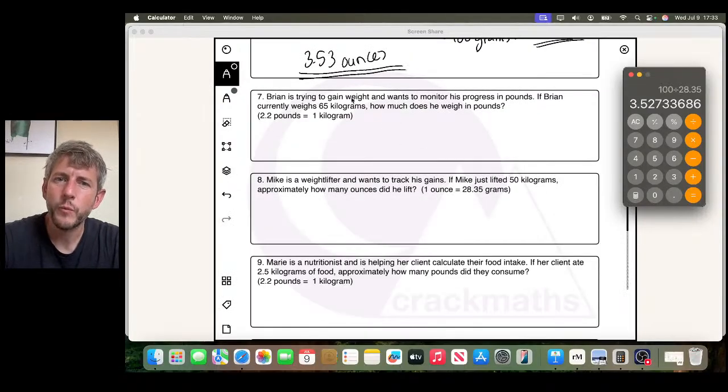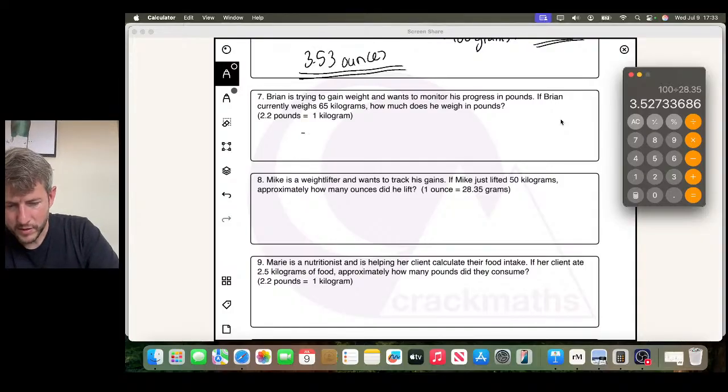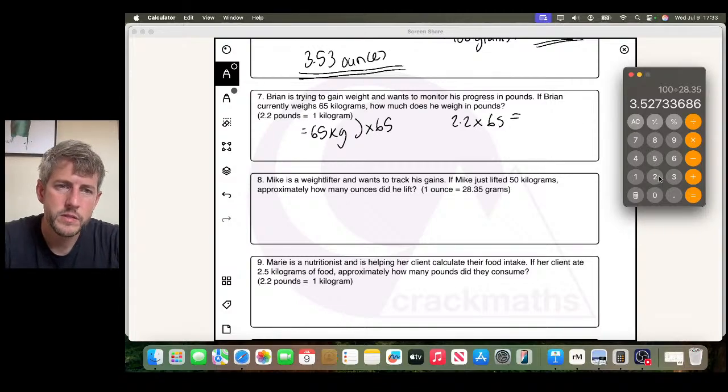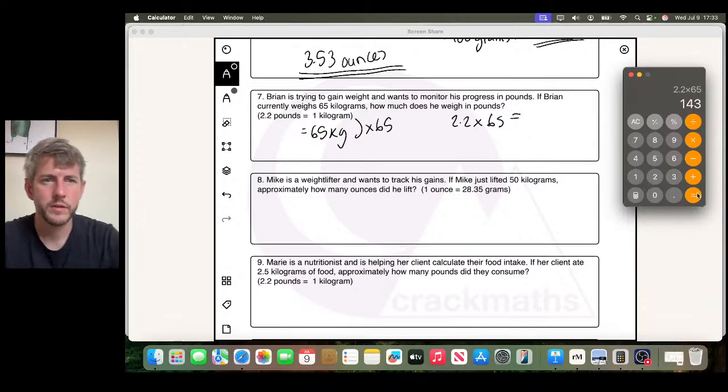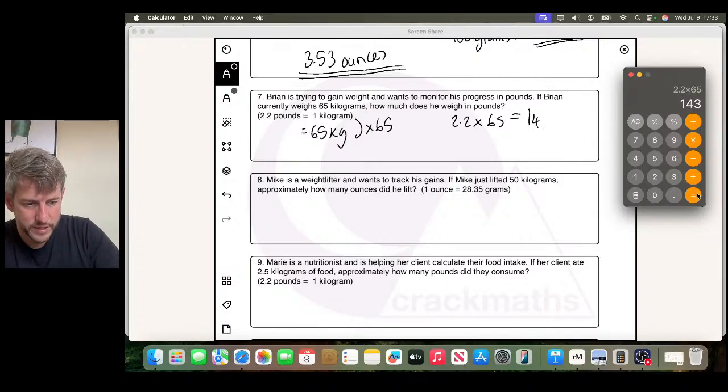Brian is trying to gain weight and wants to monitor his progress in pounds. If Brian currently weighs 65 kilograms, how much does he weigh in pounds? Okay, so, this is nice. We've got the 1 kilogram thing here. So 65 kg is what he currently weighs. So we're timesing this by 65. So we've got to do 2.2 times 65, and that will give us the weight in pounds. Here we go. So that's 143 pounds.